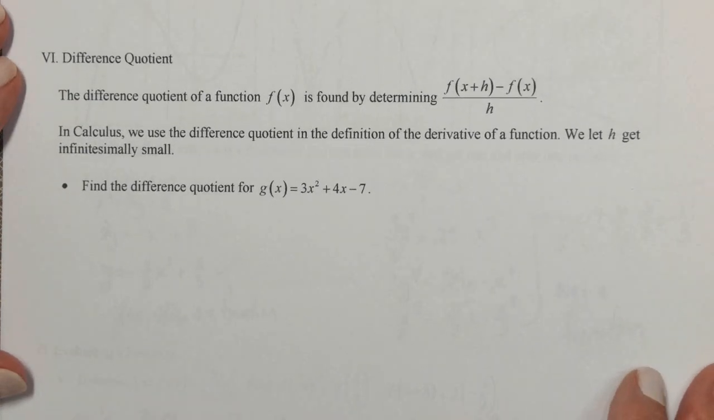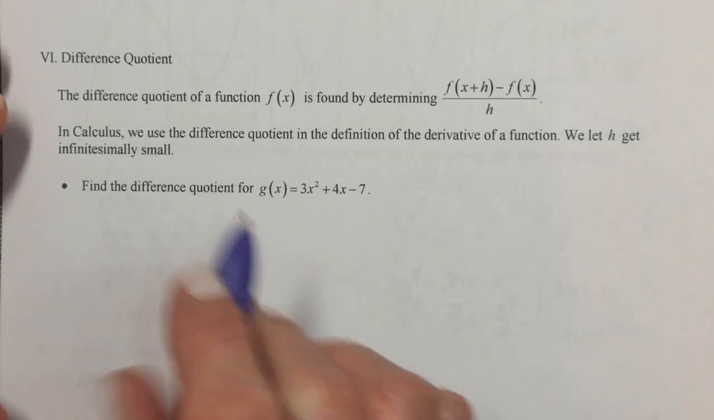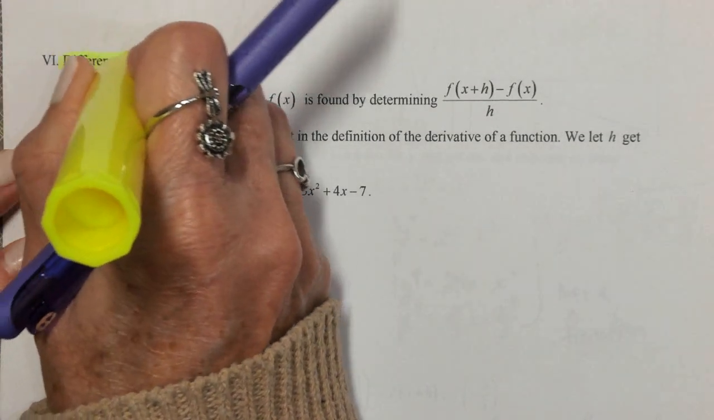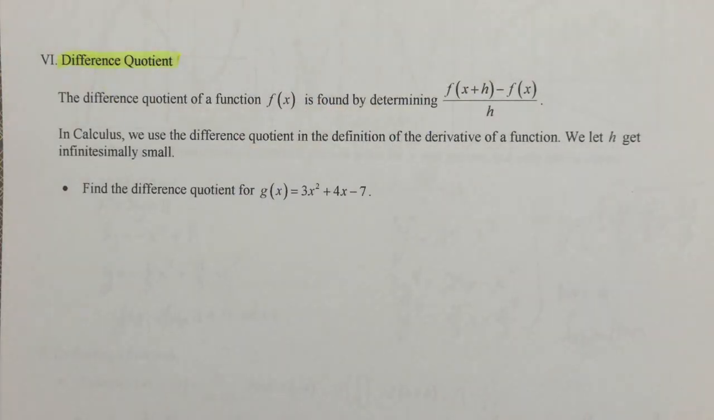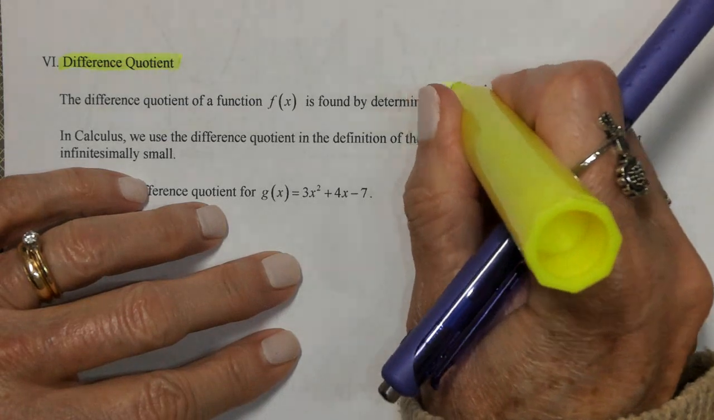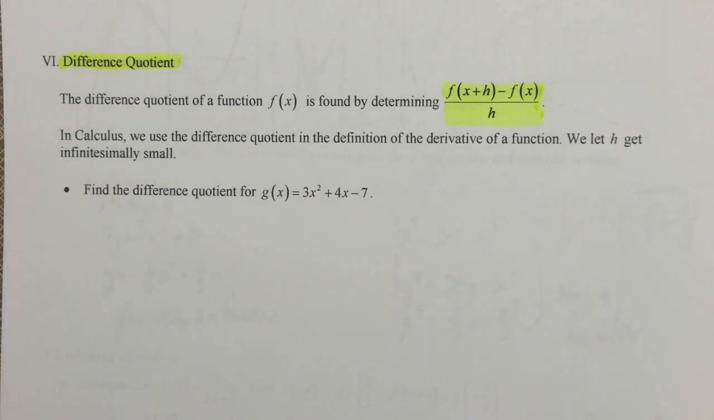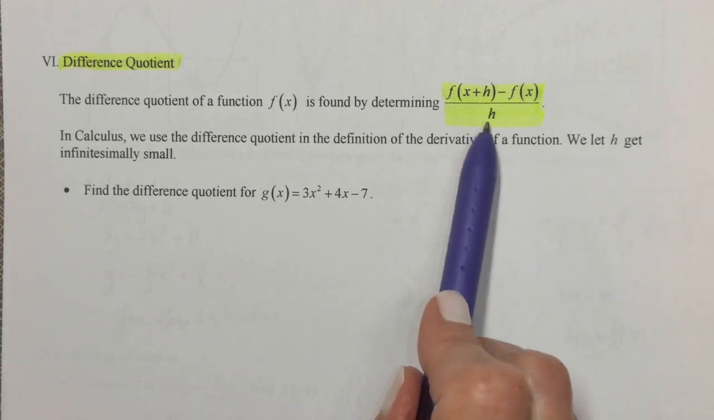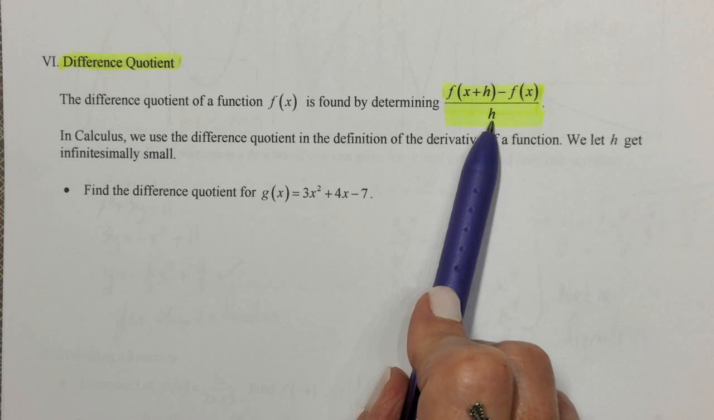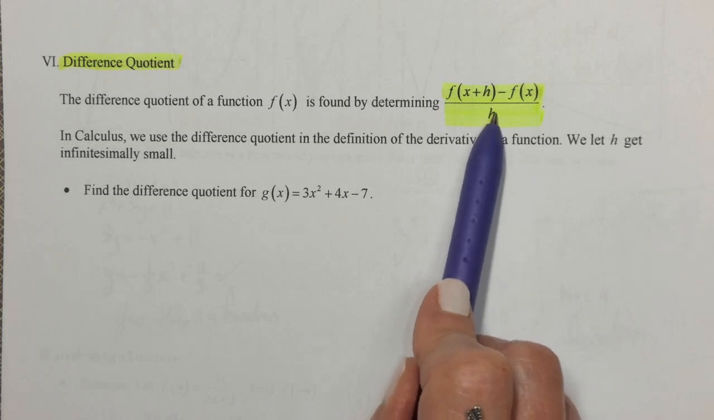Our last topic is the difference quotient. The difference quotient is another calculus topic. The difference quotient of a function is found by determining this expression. That is the difference quotient. In calculus, we use the difference quotient in the definition of the derivative of a function. We let h get infinitesimally small. So if h is infinitesimally small, that means it's very, very close to 0, but not 0. It can't be 0 because we cannot have 0 on the bottom.